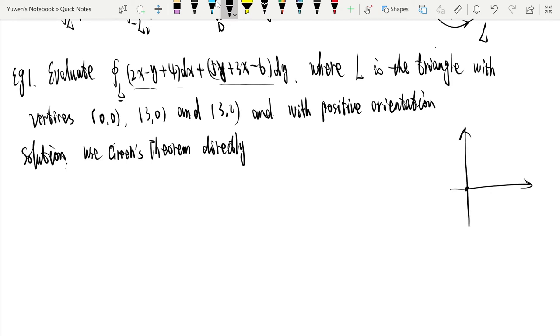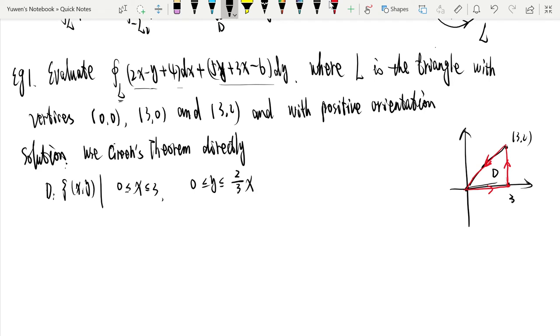The domain is this triangle with vertices (0, 0), (3, 0) and (3, 2). The line is this way, and it's positively oriented. So D is inside the triangle, and D can be written as {(x, y): x greater than 0 and less than 3, y greater than 0 and less than 2/3 x}. This line is y equals 2/3 x.